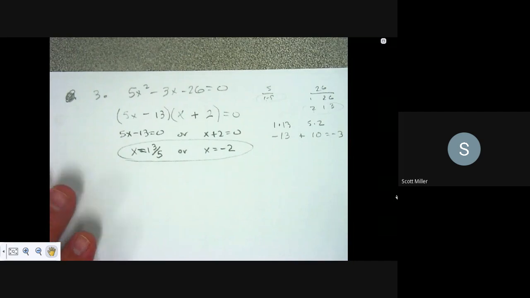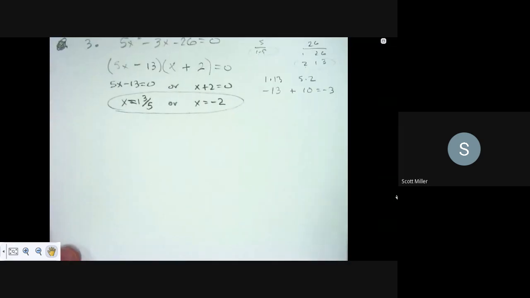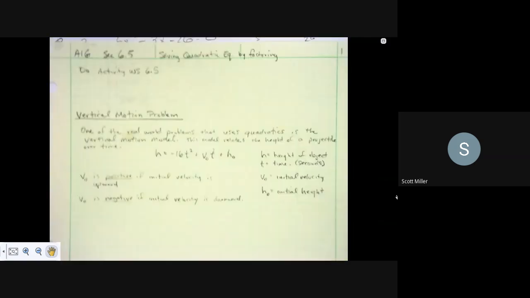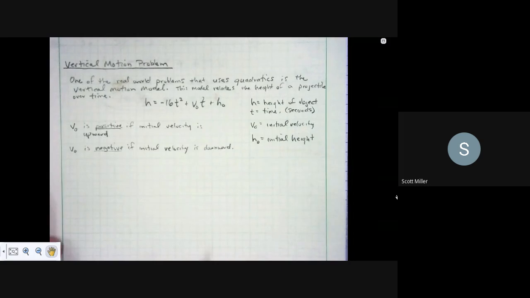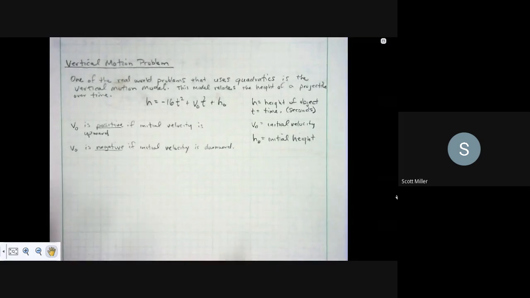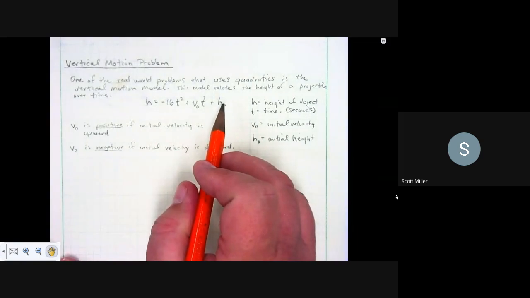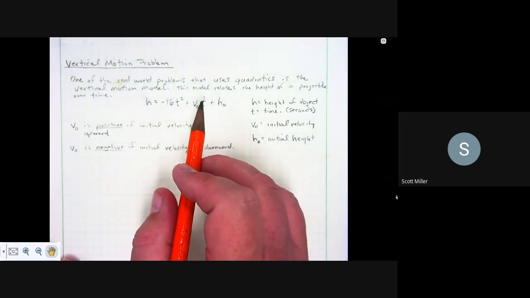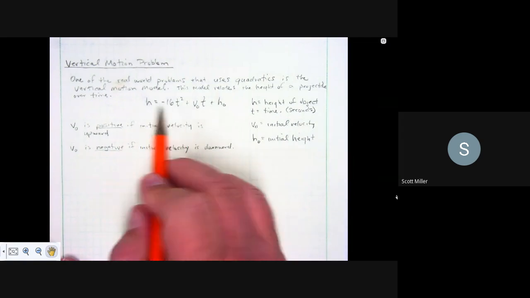Now, I want to talk about the vertical motion problem in this video. There are certain word problems, and I'm going to do this in each video. We'll do a different type of problem. Today's problem is the vertical motion problem. Okay? This is your projectile motion. So any object that is being thrown, tossed, shot out of a cannon, anything like that, follows this formula. This formula right here will determine the height of an object over time. Okay? That's what this formula is for.